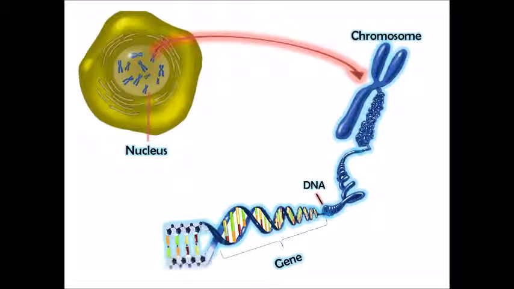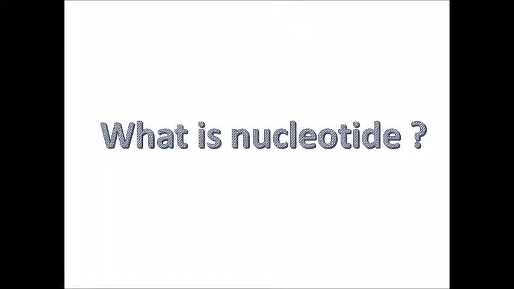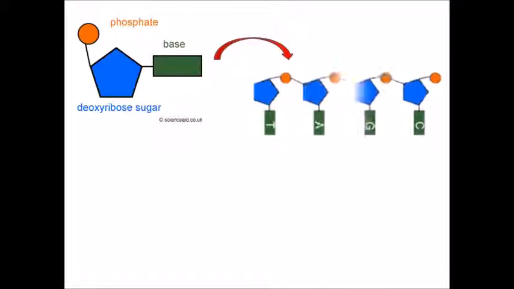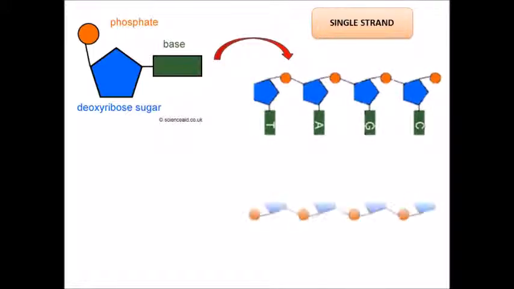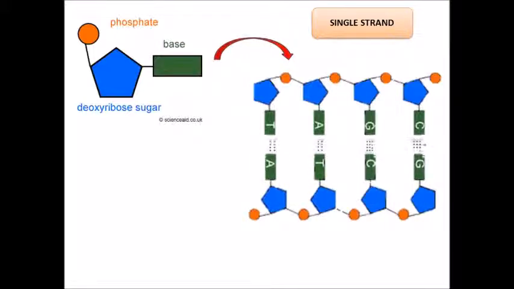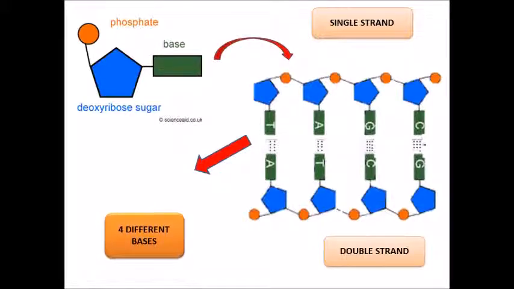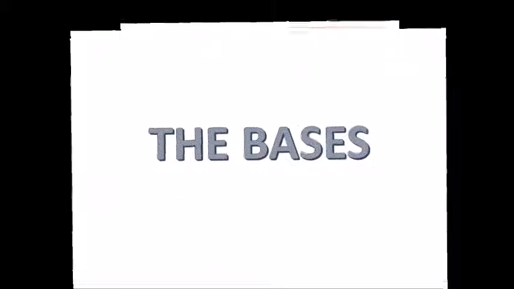If the chain is further zoomed in, we can see that the DNA is made up of nucleotides. What is nucleotide? Nucleotide is the basic unit of nucleic acid, consisting of a phosphate group, sugar, and base. Nucleotides will join together to form a molecule of single-stranded DNA. Normally, DNA exists in double strand. A similar chain of nucleotides will form and join to each other by hydrogen bonding of 4 different bases in their specific way.